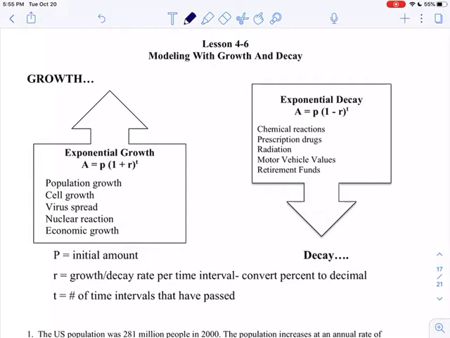Hi, Algebra 2. This is Unit 4, Lesson 6, and today we're going to be talking about exponential growth and decay. Okay, so we're going to be doing some word problems to figure out growth and decay.